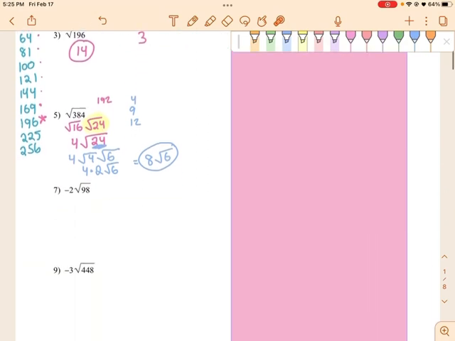Alright, so let's try 98. We're going to bring down that negative 2. If there's a number on the outside, you just bring it down, then write out your radicals, and then we'll multiply that negative 2 at the end. So half of 98 is 49, and 49 is actually one of our perfect squares. So it's 49 times 2. That gives us 98. So bring down that negative 2. Put a little times. Square root of 49 becomes 7. Then we have a radical 2. So overall, we just multiply those outsides. Negative 14 radical 2.